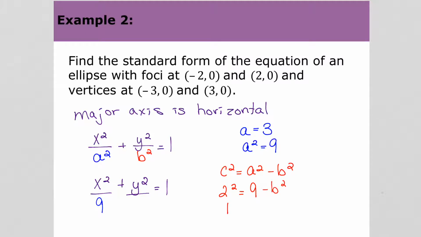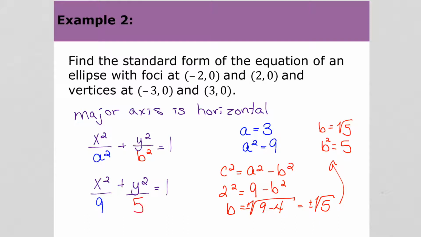So b will be the square root, plus or minus, of 9 minus 4, or the square root of 5. So if b is the square root of 5, then what's b squared? Well, the square root of 5 squared is 5. So on the bottom here, we put 5.